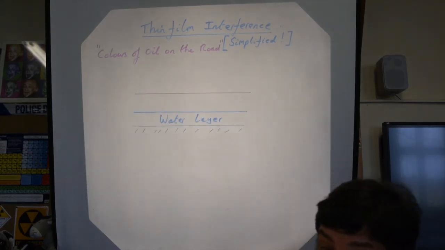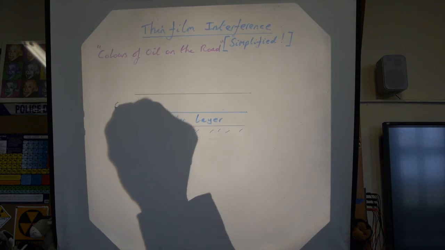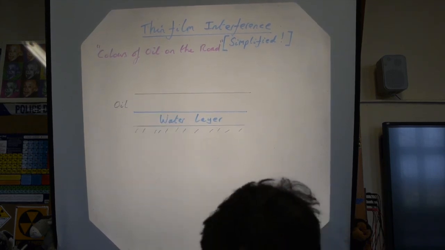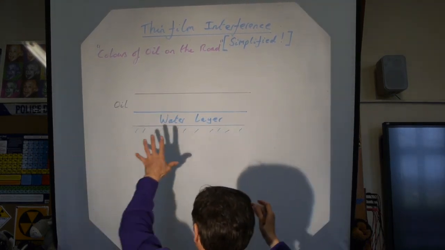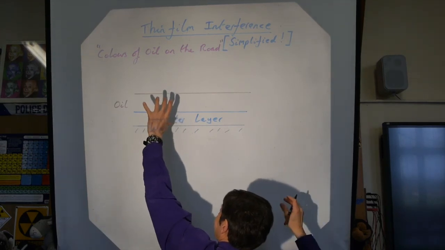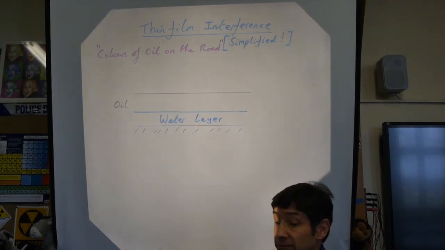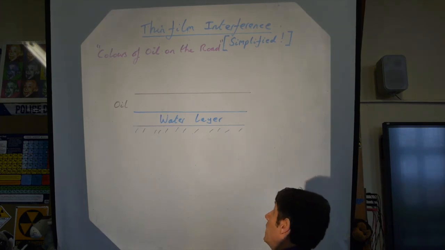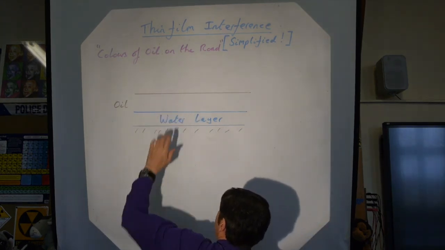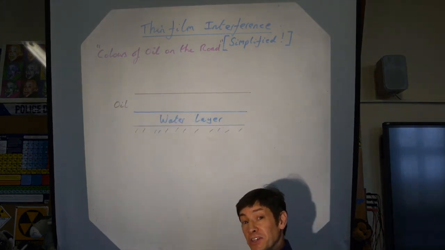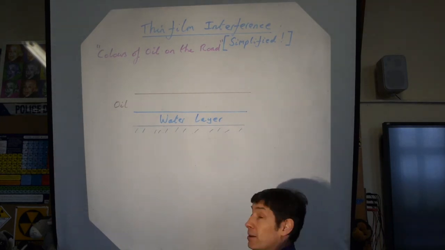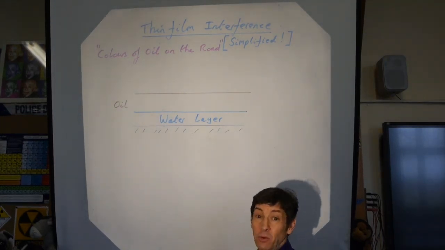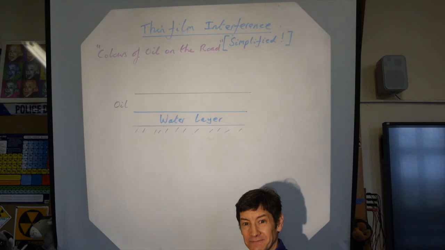And you get some really interesting things happening. The oil will spread out over the water layer because it doesn't mix with it, and it often spreads out until it's about one molecule thick. That's really quite interesting. Now, when you look down upon this layer, you see different colours of light coming off the layer of oil, and that's what I want to explain next.